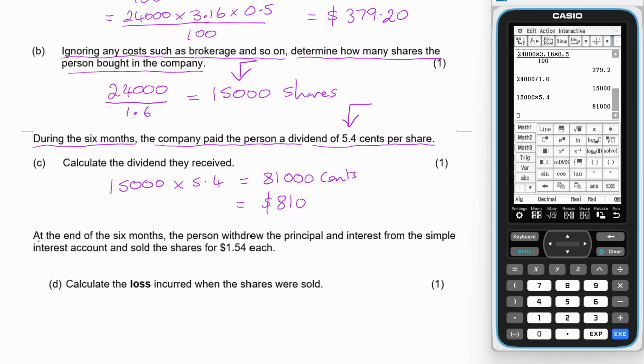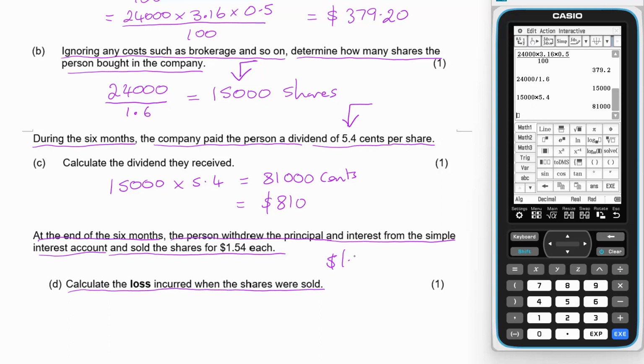At the end of the 6 months, the person withdrew the principal and interest from the simple interest account and sold the shares for $1.54 each. Calculate the loss incurred when the shares were sold.